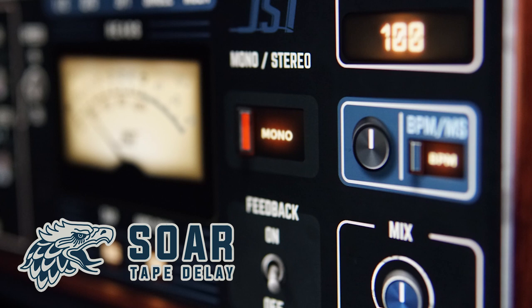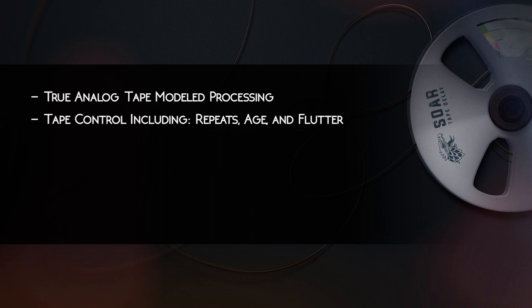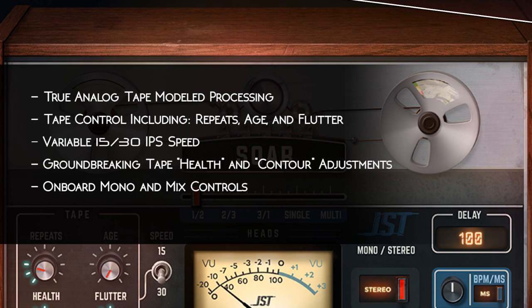Soar is a new kind of tape delay combining the lush analog tones of tape with the power and flexibility of digital processing. Featuring true analog tape modeled processing, tape control including repeats, age, and flutter, variable 15/30 IPS speed, groundbreaking tape health and contour adjustments, onboard mono and mix controls, and much, much more. With Soar, you'll have more control over your delay than ever before.